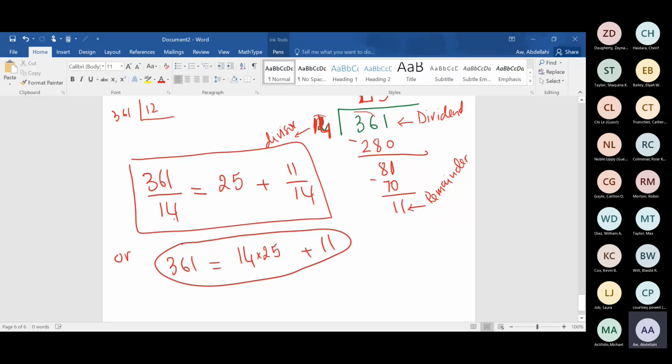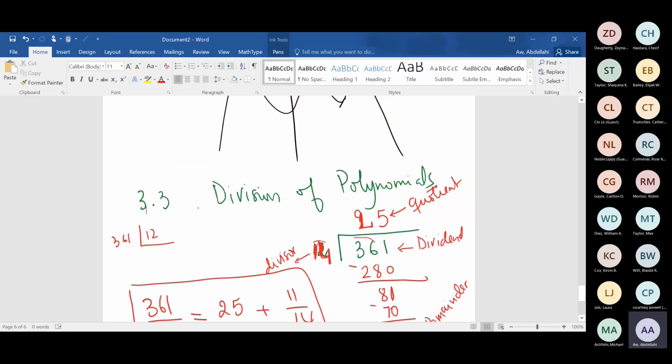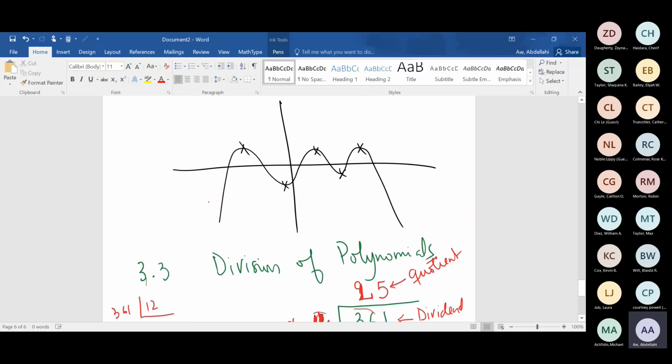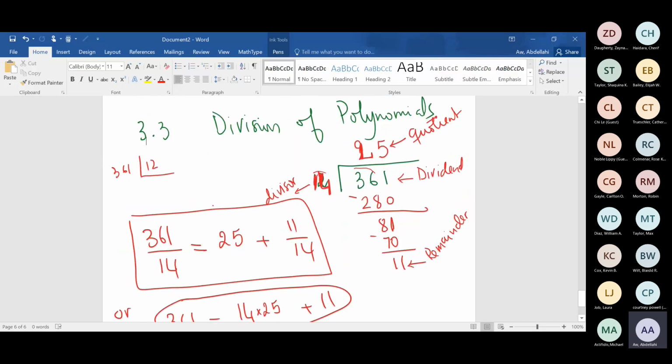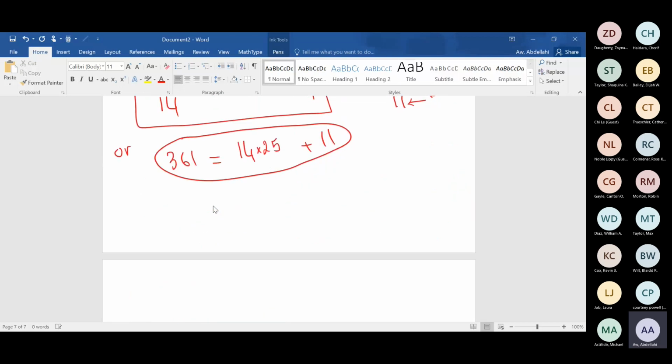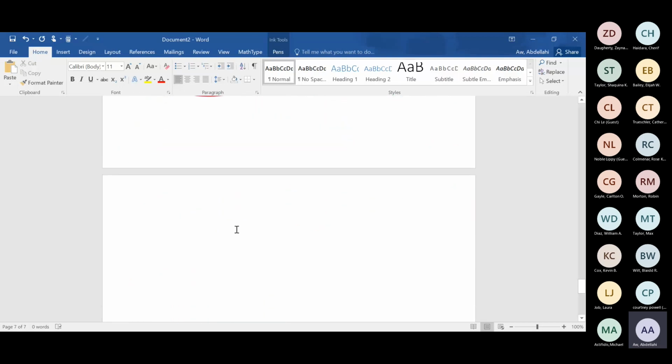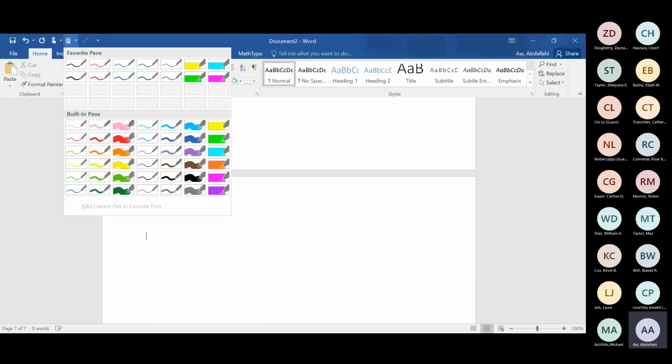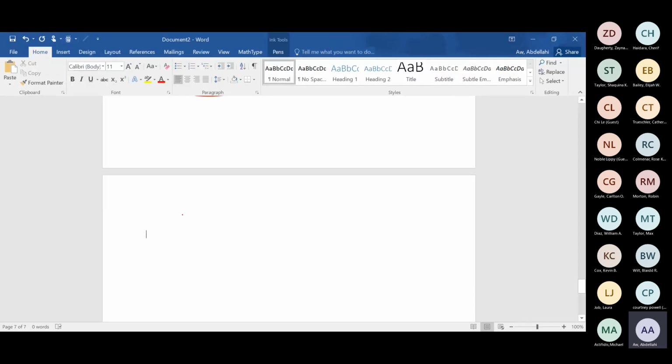So we're going to do the same with the polynomials. We're going to do absolutely the same thing with the polynomials, right? Okay, the only difference is when it comes to polynomials, it will have some variables. So we're going to see our first example, and we're going to stop right here for today.